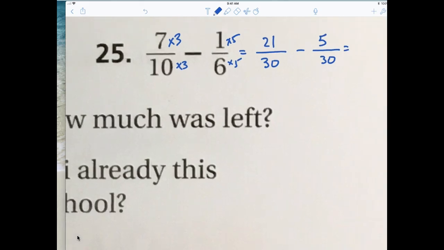No, not 8, 16. 16 over 30. And then? You can simplify that, if you just divide by 2, that's 8/15.